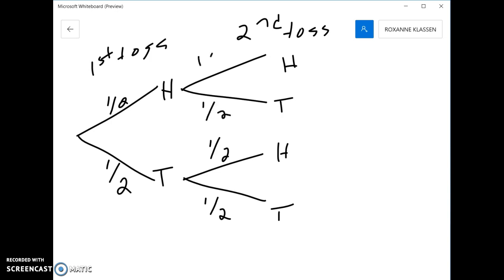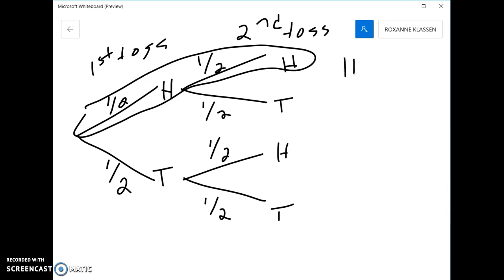And on a tree diagram, when you go along a branch, so if we look at this outcome right here, that outcome would be heads, heads, and we multiply along a branch. So what happened first times what happened second, or the probabilities. So 1/2 times 1/2 would give us 1/4. And if you look here, there are actually 4 outcomes.